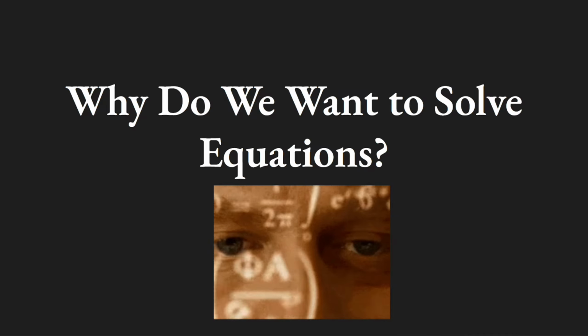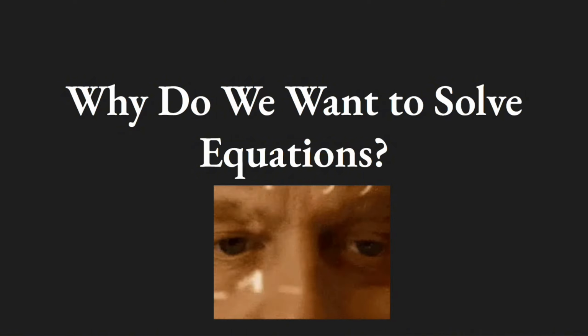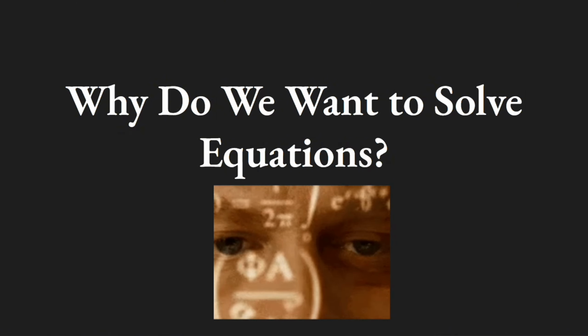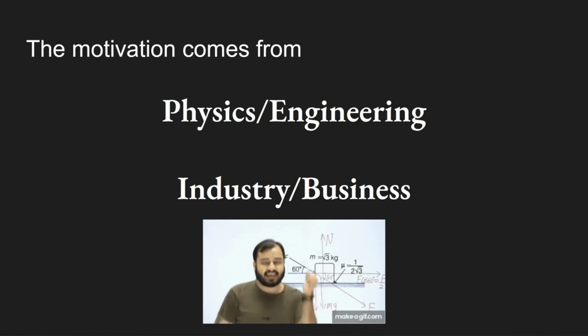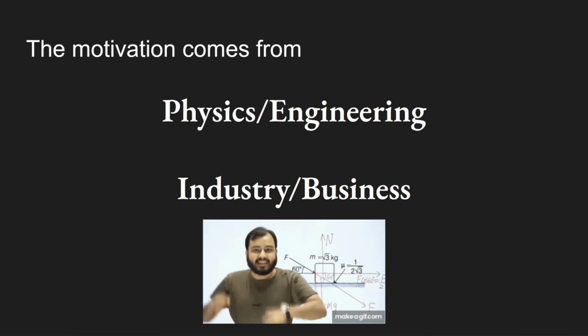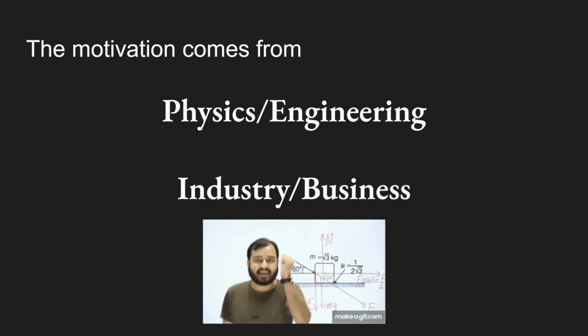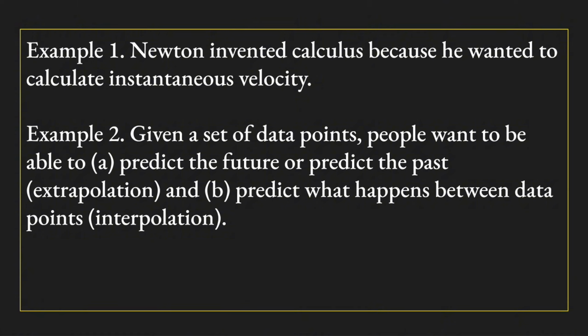Once we construct the equations, then we want to develop techniques to solve the equations. This becomes a general game or an abstract puzzle in mathematics. The main motivations for solving equations mainly come from physics and engineering and industry and business. In physics and engineering, the equations are derived more theoretically. In industry and business, the equations are derived more statistically. For example, in the category of physics and engineering, Newton invented calculus because he wanted to calculate instantaneous velocity.